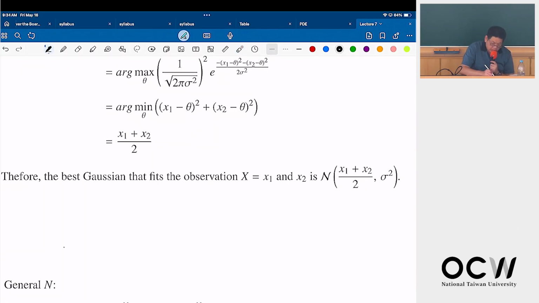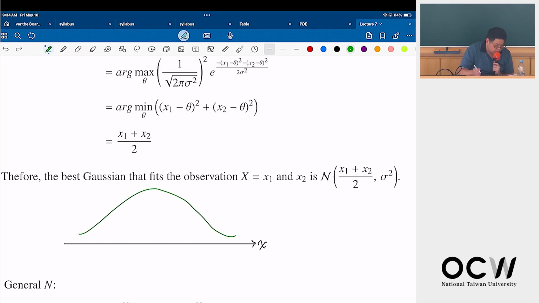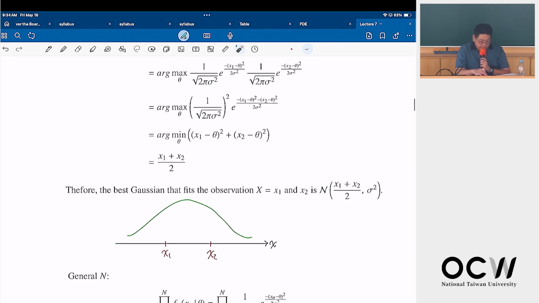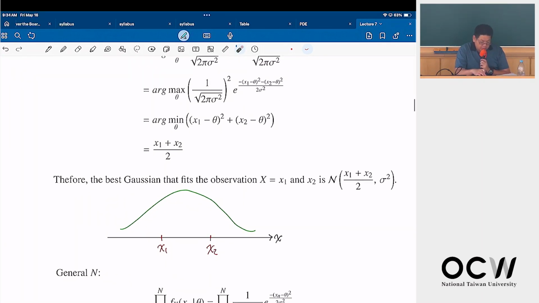If you plot, this is x, and we have a PDF Gaussian, then my x1 and x2 should be here, x1 and x2. And then their mean will be on the top. Okay, now we can go to the general n.